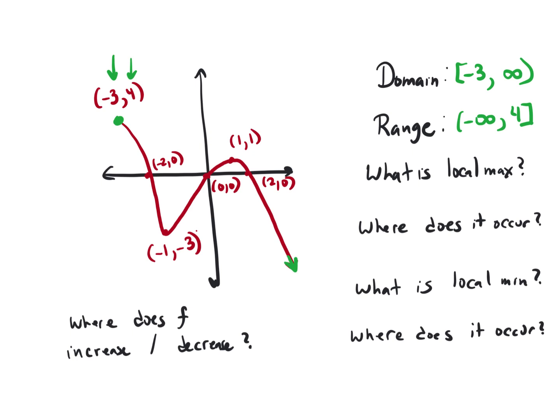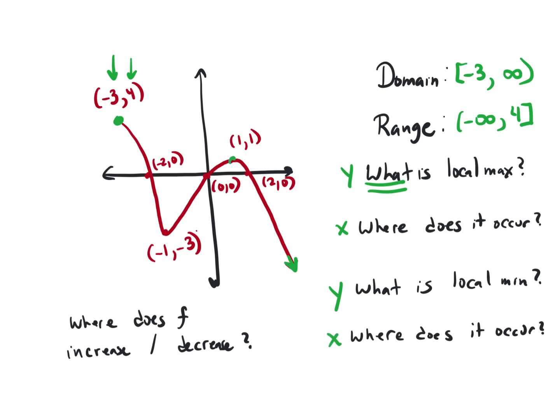Now, when it says what is local max, where does it occur, what is generally going to be the y, and where is going to be the x. It could also be worded like, which x value is the local max, but in general, when it says what, it's local max or min, and when it says where, it's the x value.